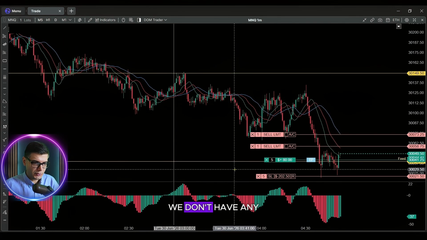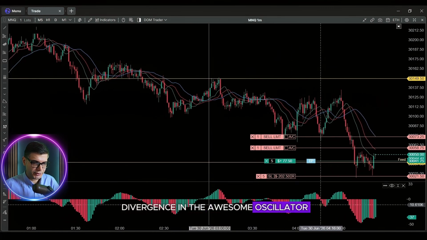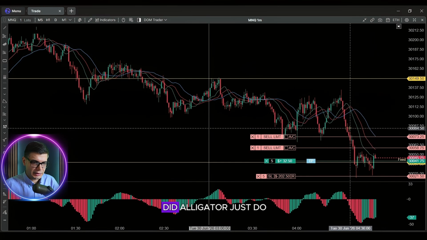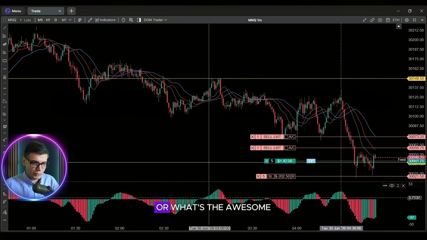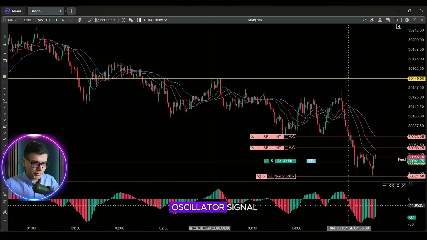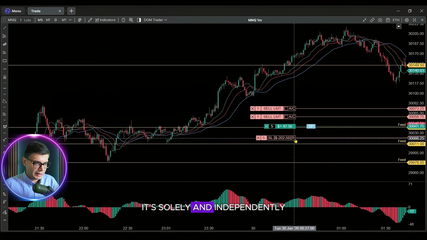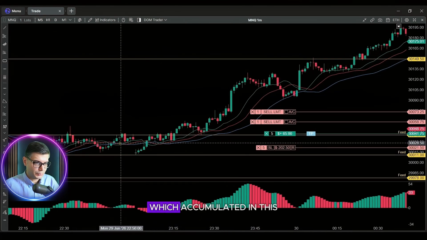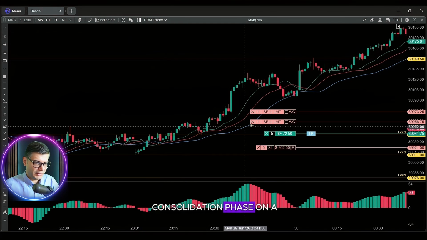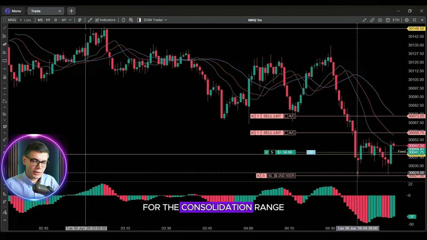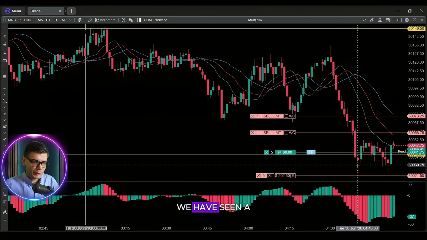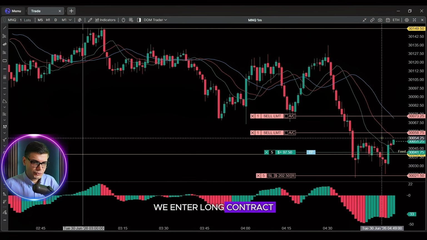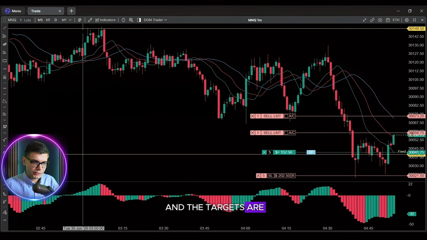In this scenario, we don't have any divergence in the Awesome Oscillator. So this trade is not based on what did alligator just do or what's the Awesome Oscillator signal. It's solely and independently based on what alligator has done before, which accumulated in this consolidation phase, on a new return to the consolidation range. We have seen a candle as passive buyers. We enter a long contract and the targets are nearby.